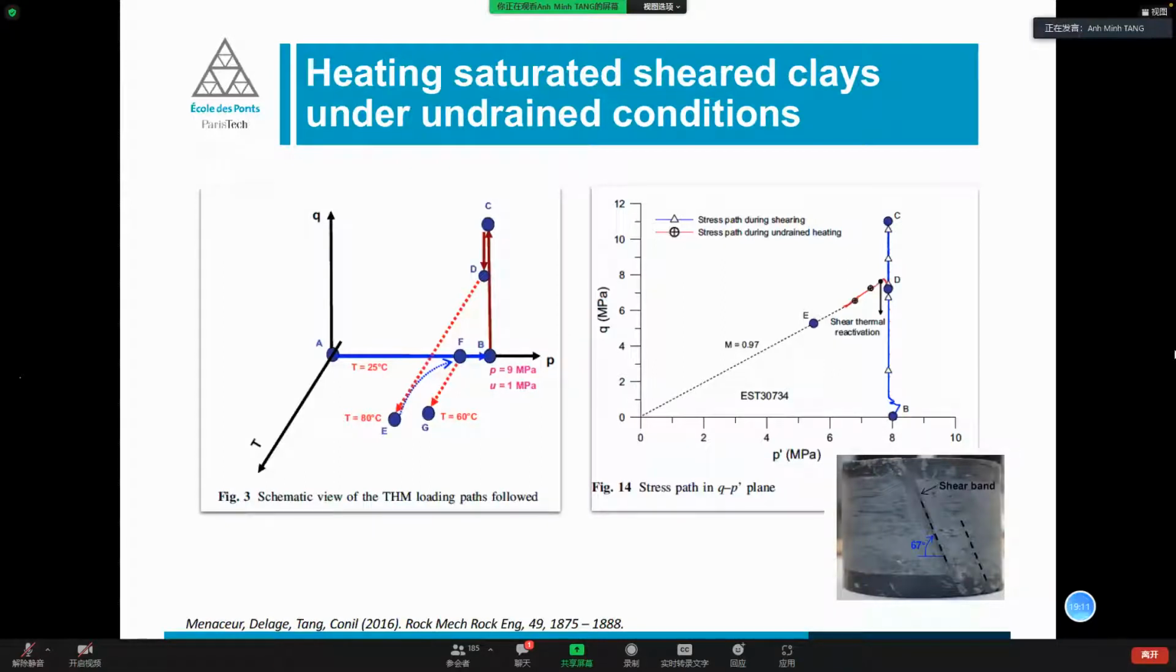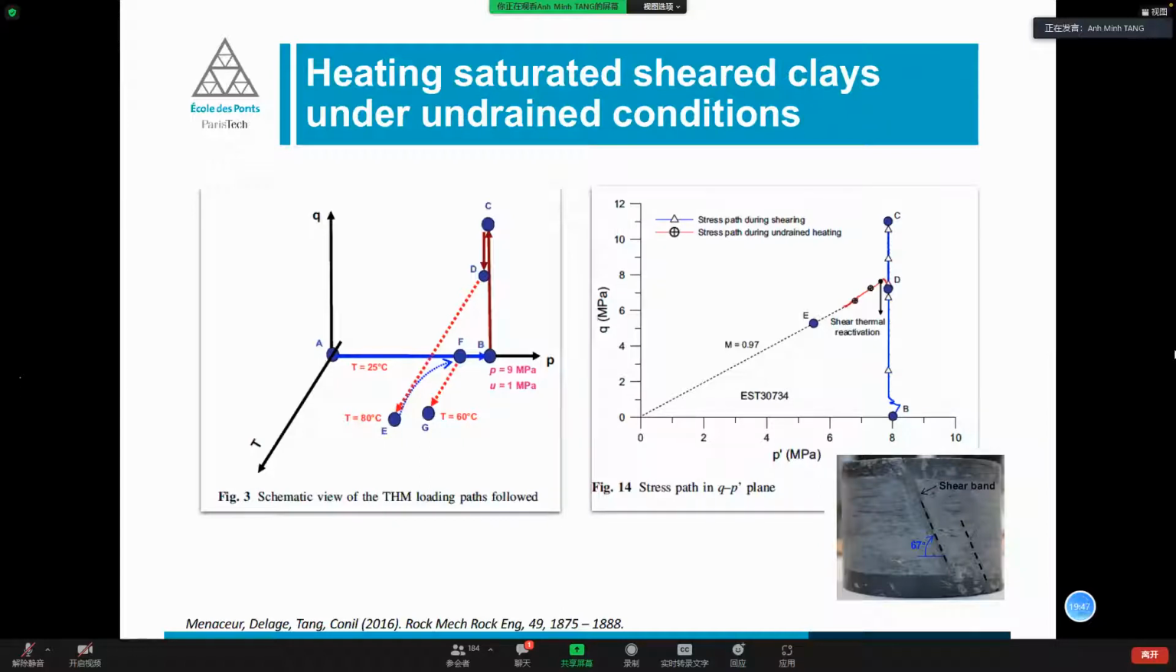And then, what can be the consequence of increased pore pressure when you heat soil under undrained condition? We see that in a tunnel, when you dig the tunnel, you can create some damage zone around the tunnel. Just because of the excavation of the tunnel, we can create some shear band around the tunnel. And then when you heat the soil, it can have a stronger effect on this shear zone.